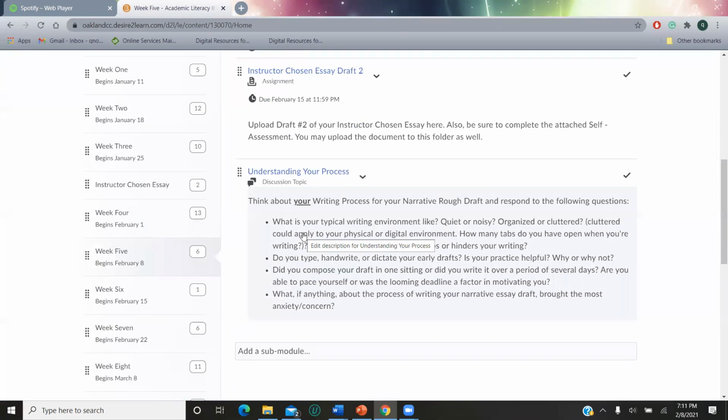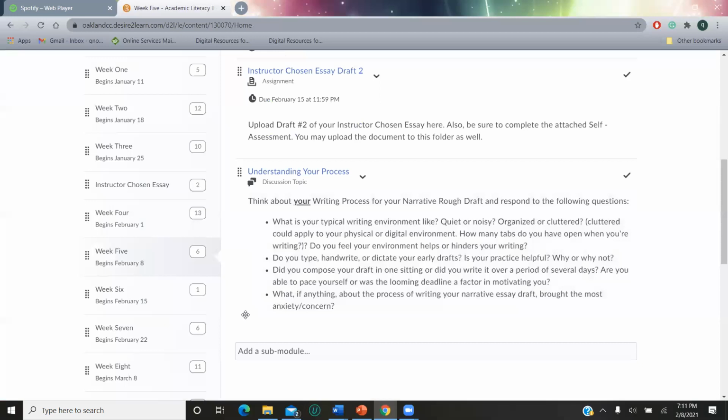A couple weeks ago, I can't remember when it was, there was a discussion post about the writing process that was more general. This was more specific. And again, this is all about you getting to know your own process. So assess this as honestly as you can, because that's the only way you're going to make adjustments to your writing process when you have to.